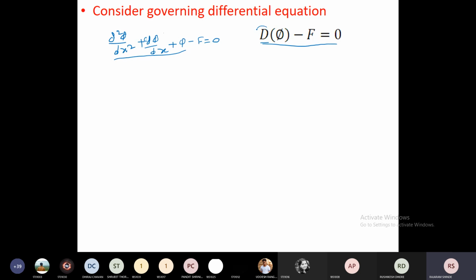This D may be any number of terms. It can represent a linear equation, a non-linear equation, an ordinary differential equation, a partial differential equation, a first order differential equation, or a higher order differential equation also. Here I have taken a simple example, a higher order differential equation; it may be of any order. Have you got it?